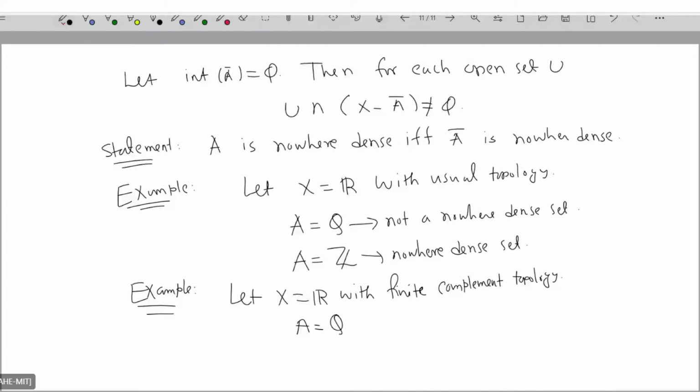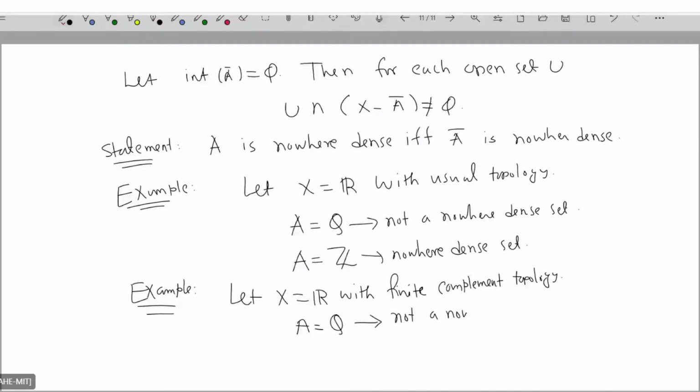So what are the closed sets in a finite complement topology? The finite sets are the closed sets, as well as the empty set and the whole of R. Now, because Q is a countable set, this implies that the closure of A is the whole of R, and therefore it will contain an interior point. So it's also not a nowhere dense set.